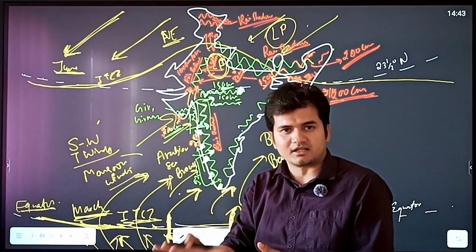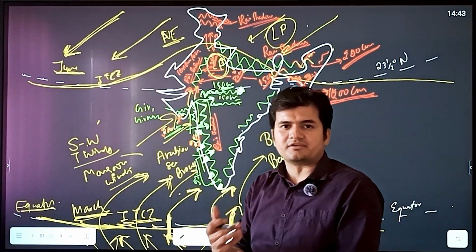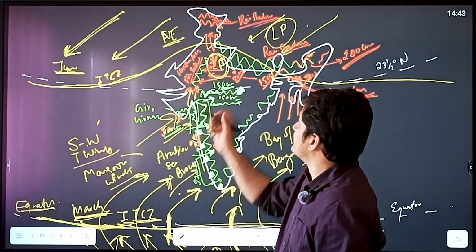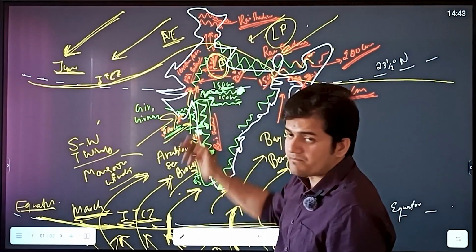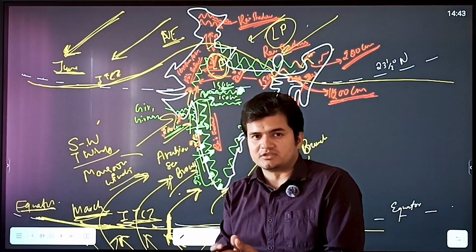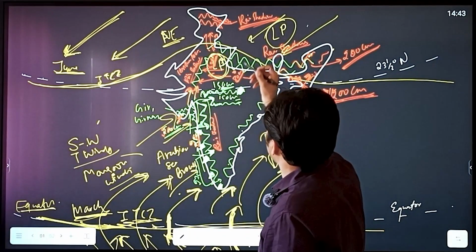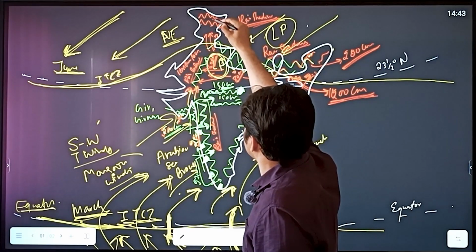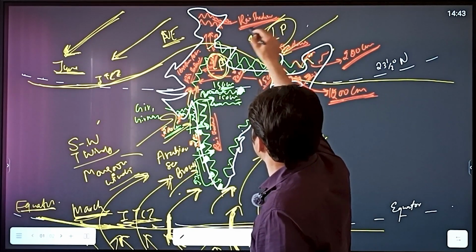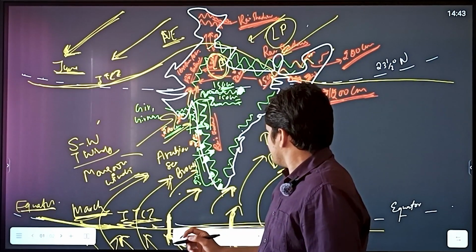We call it Ladakh. So why is Ladakh dry? Because we have the rain shadow region here. But why do we have cold conditions there? Because of the higher altitude. So this is why we call it a cold desert. So this is the Ladakh region.